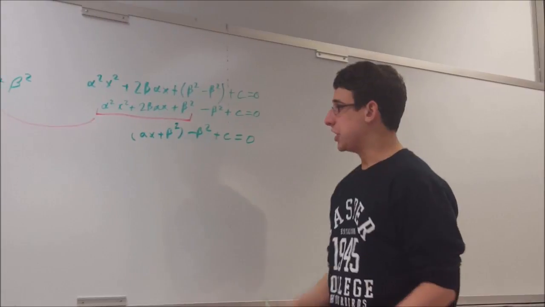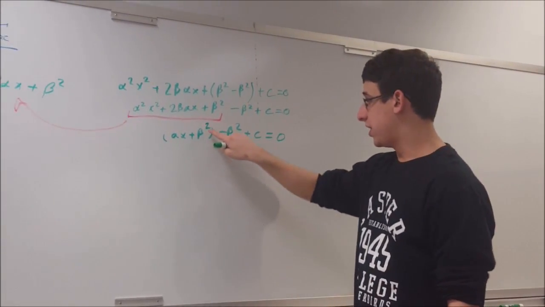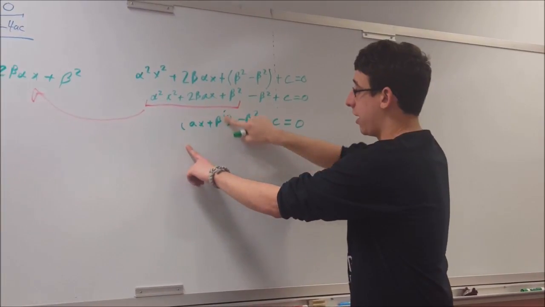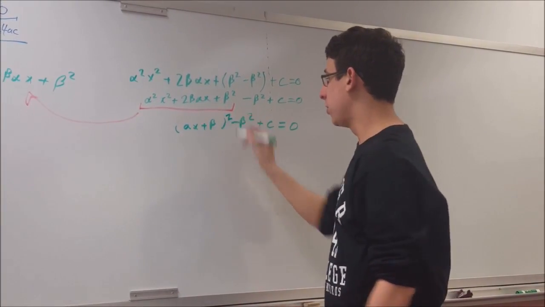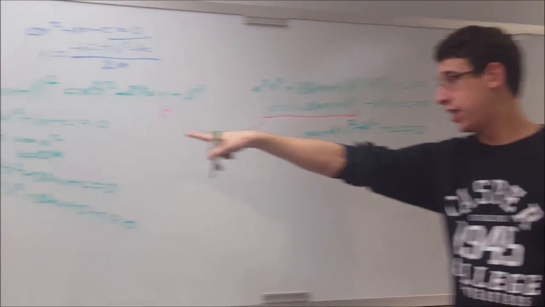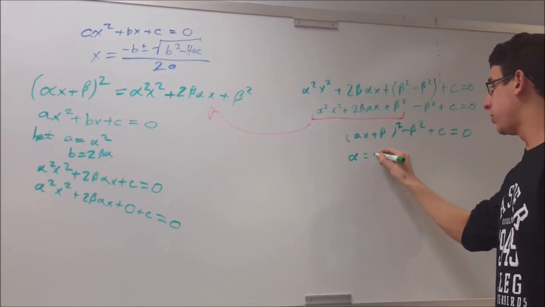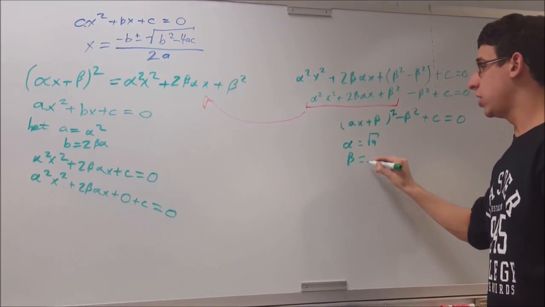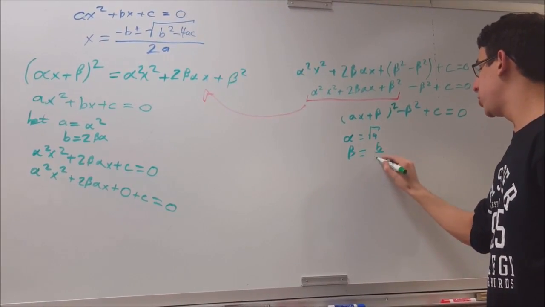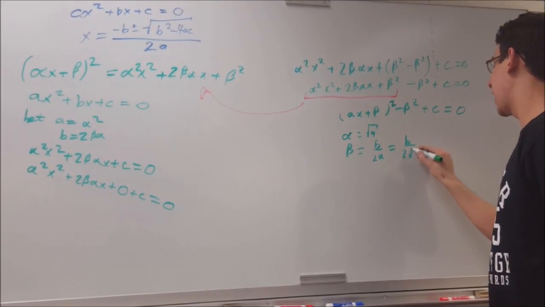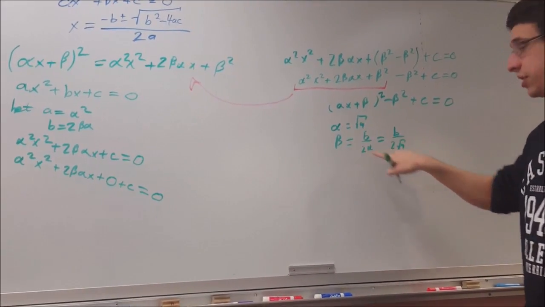So it's come to my attention that this equation is actually wrong. This squared right here should not be connected to the b, it should be connected to the entire term in the parentheses. Now once we've fixed that, from back here, alpha is equal to square root a, and then beta is equal to b over 2 alpha, which is equal to b over 2 root a from this substitution.